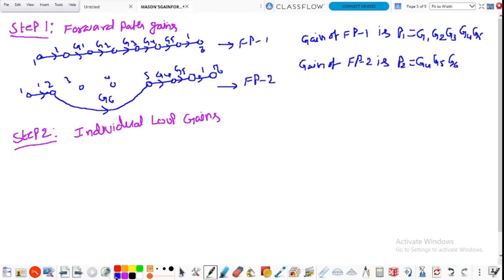So from the given signal flow graph, identify the individual loop gains. So what is the loop gain? What is the individual loop gain? Individual loop gain is the closed path starting from a node, passing through a certain part of the graph, and ending at the same node.